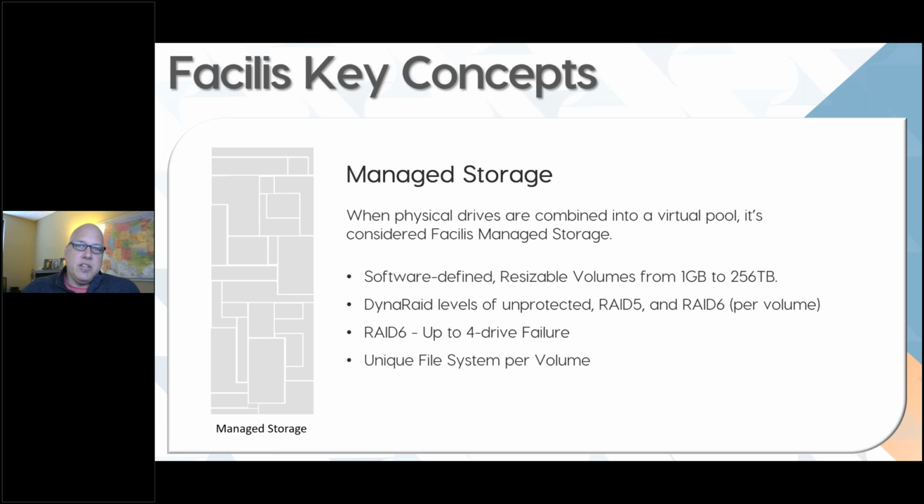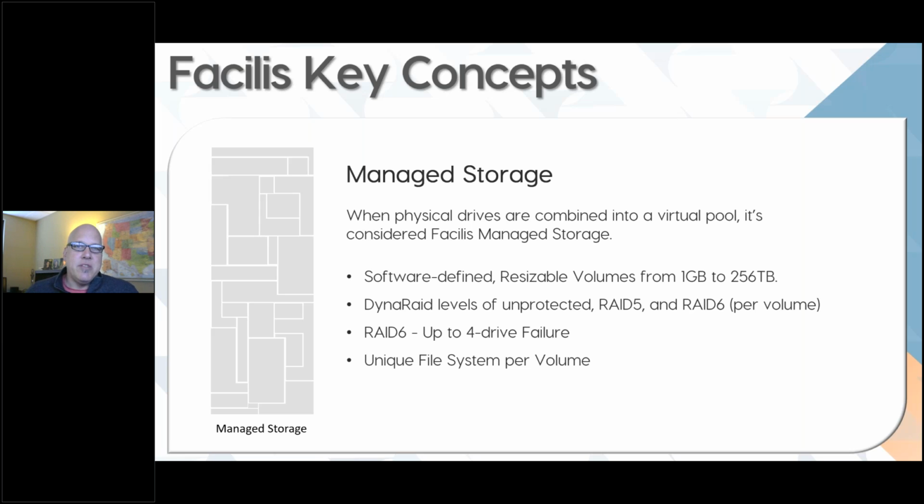And we have a unique file system per volume. This is something that can be seen in different ways by different people. If you create a volume on a Facilis system, it's a unique file system. And if you grow that volume, it grows the file system. This is different than many network attached drive systems where one big file system is created, and then you have little shares and folders within that you then share out to the clients as permissioned volumes or network shares.